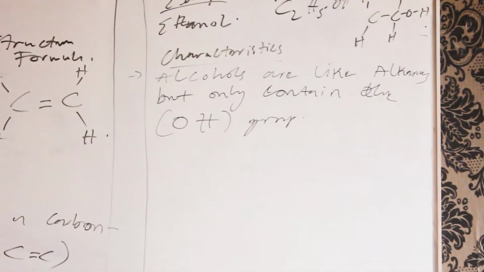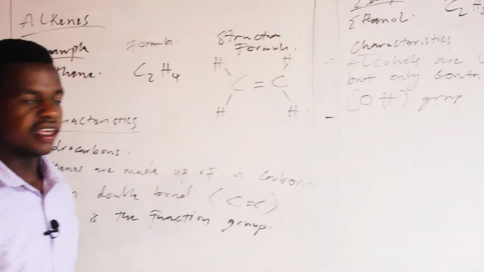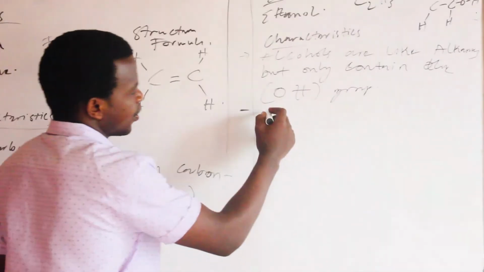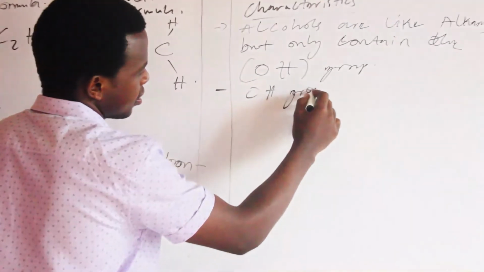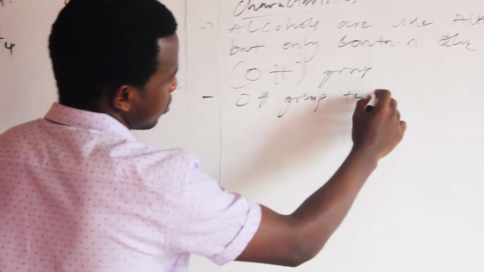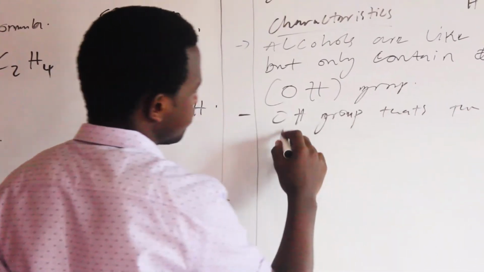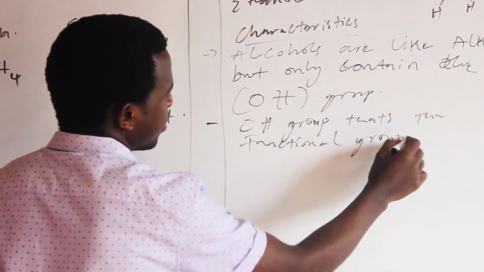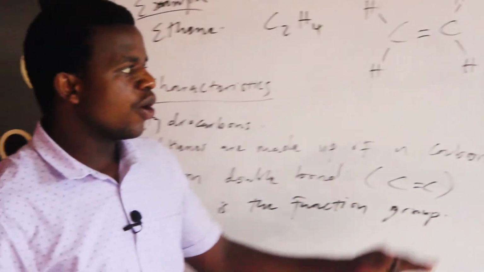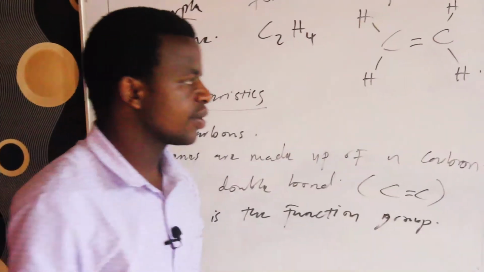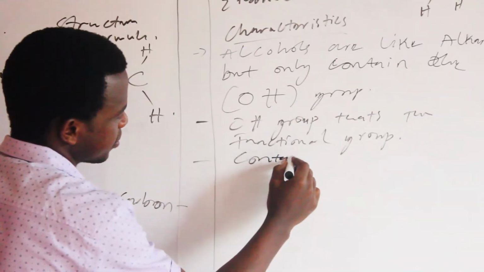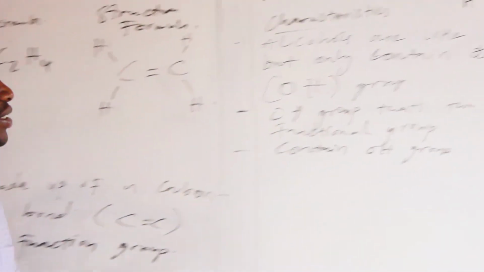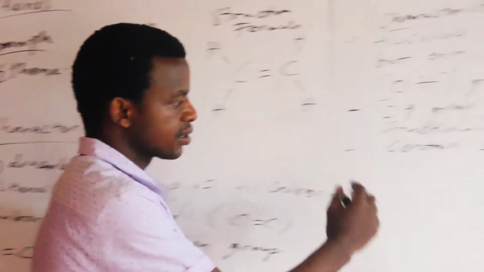Then the other characteristic that we can give there is that the OH group, that's the functional group of the alcohols. All alcohols have the OH group, so they contain the OH group. And let us look at the carboxylic acids.